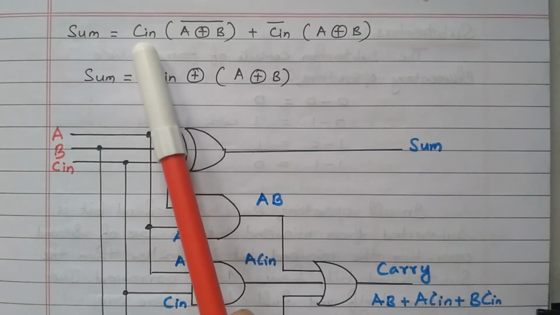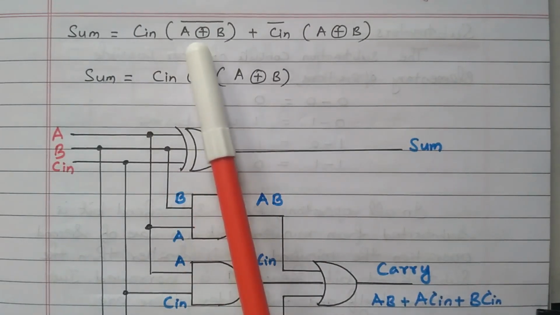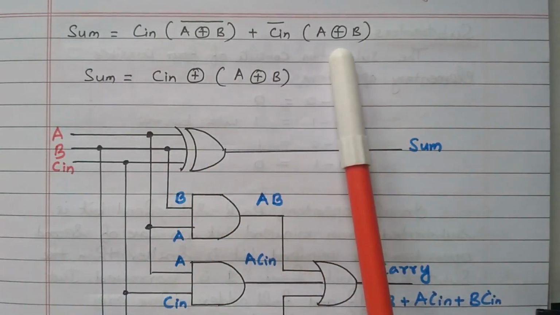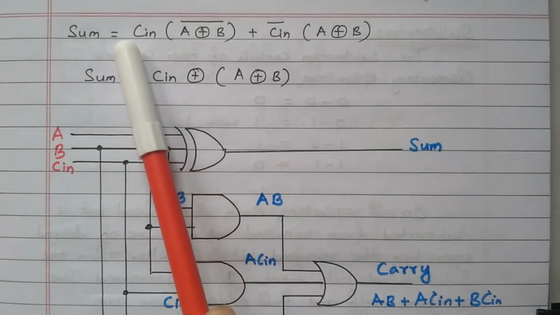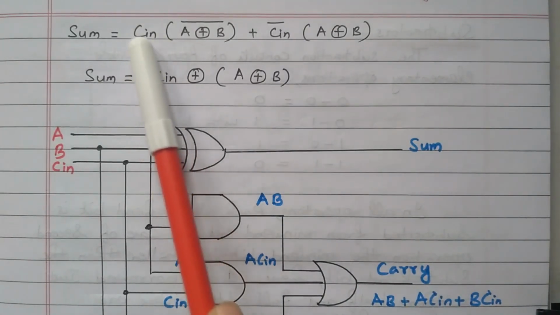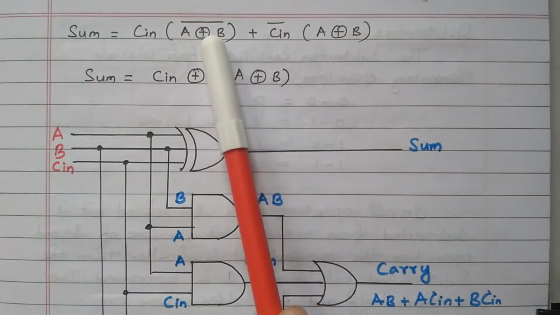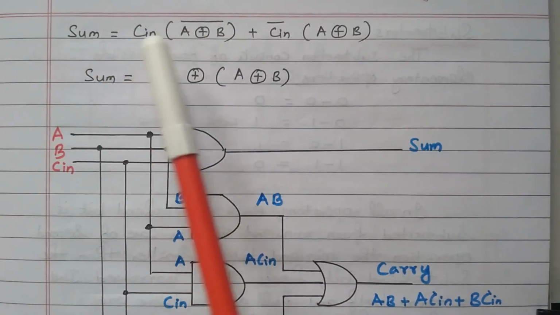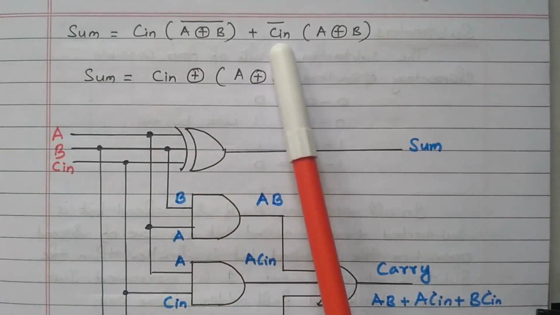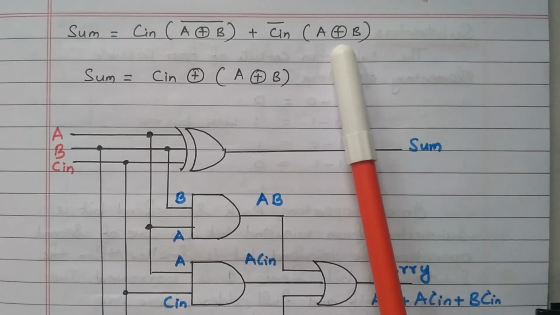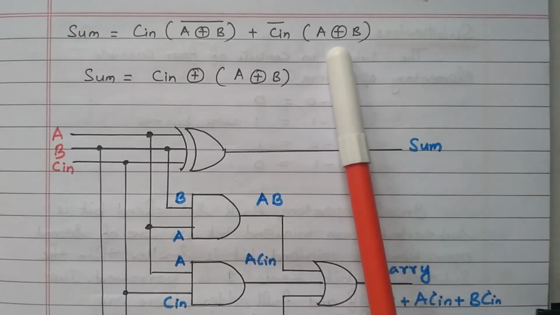What happened? This is A B bar plus A bar B, right? For the understanding purpose, consider this term as A and this term as B. So what is there? A B bar plus A bar B. That is nothing but the XOR gate, right? XOR gate, not an XNOR, XOR gate.